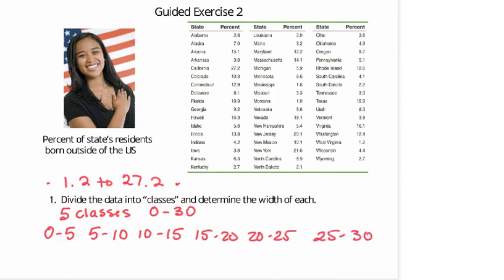Now, here's the issue. You'll notice that I've got an overlap here. And I don't want data to fall on a line in my graph. If I have a data value of 25, I don't want it to fall on a line. So really what I mean by this is my first class is going to be 0 to anything less than 5. My second class will be 5 to anything less than 10, and so on.